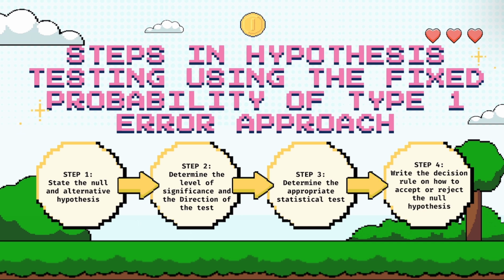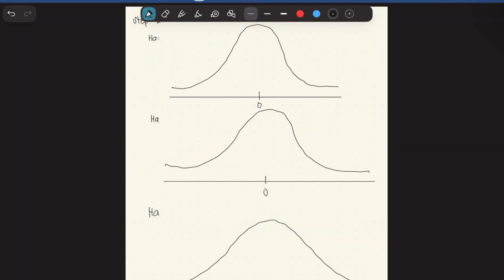The level of significance natin, usually, ang ginagamit natin dito ay 0.05 or kung ano man ang given level of significance ng ating problem. To much visualize kung saan mapupunta ang direction, madidetermine natin siya sa claim ng ating problem.